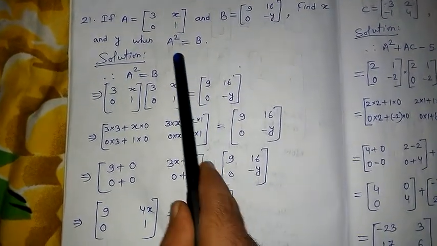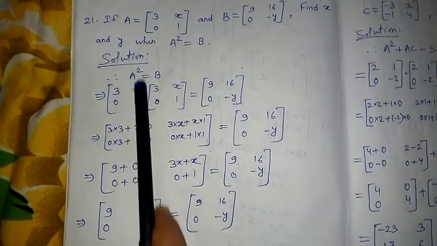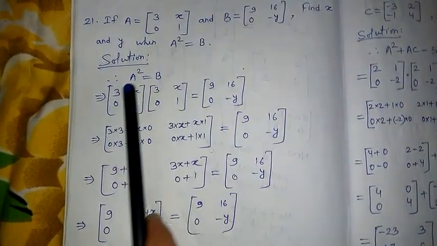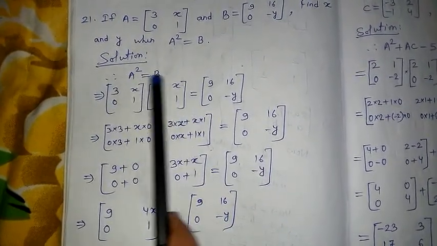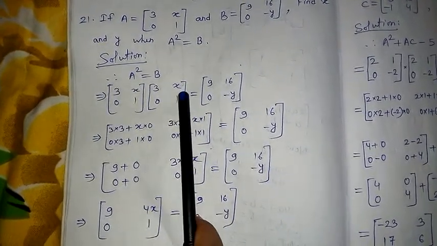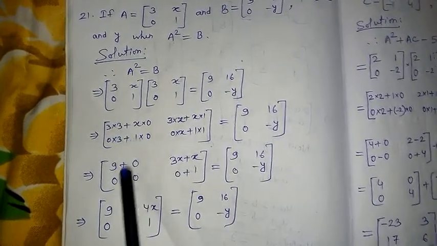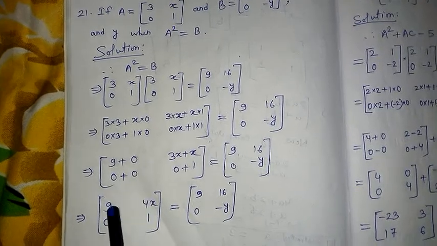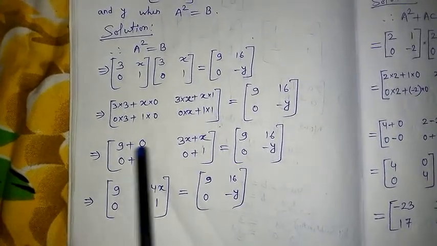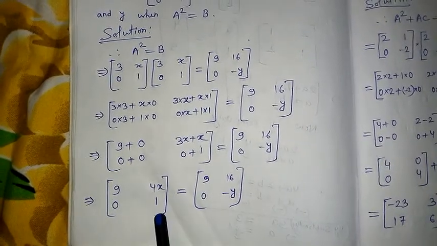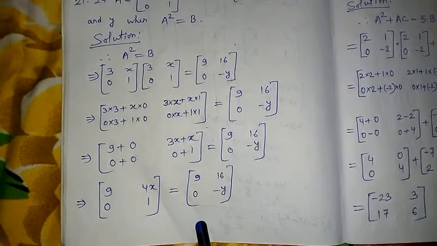So in this case the relation given is A square equal to B. So the value of matrix A square means put the value of A 2 times and multiply, because A square means A into A. So the value of A into the value of A equal to the value of B. So after multiplying, this is our result. 9 plus 0 is 9. 3x plus x is 4x, and 0 plus 0 is 0, 0 plus 1 is 1, and this side the same thing, keep on writing the same thing because there is nothing to do.